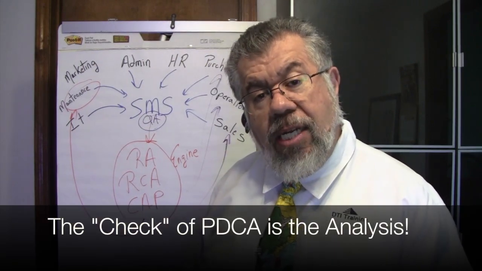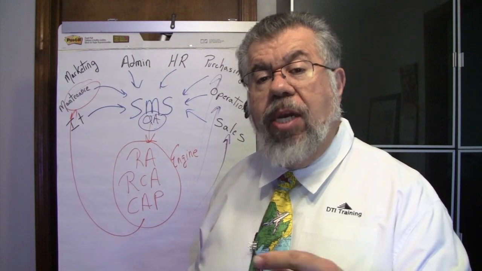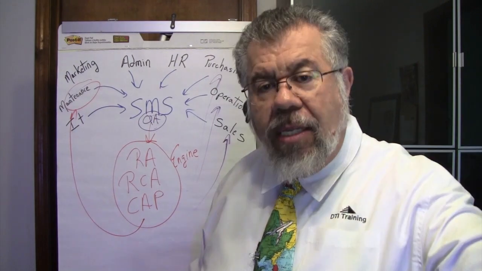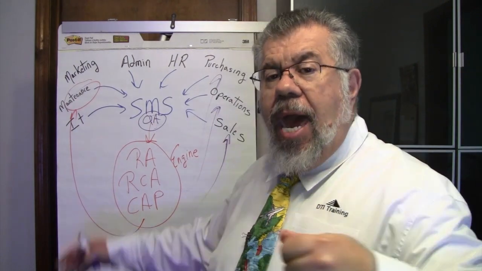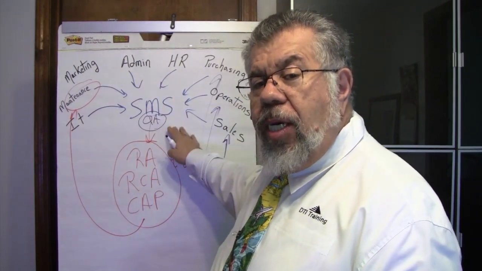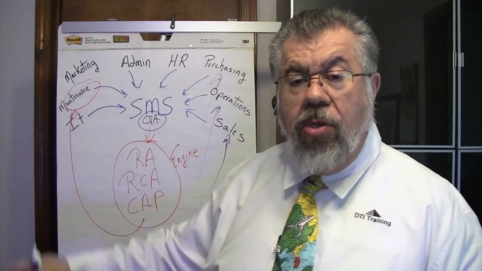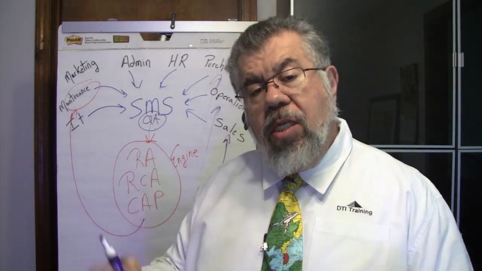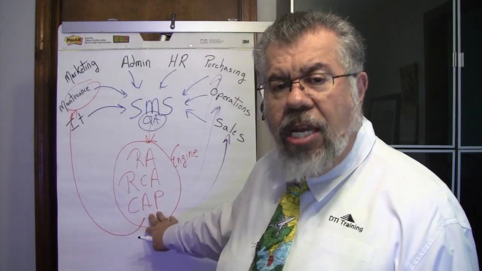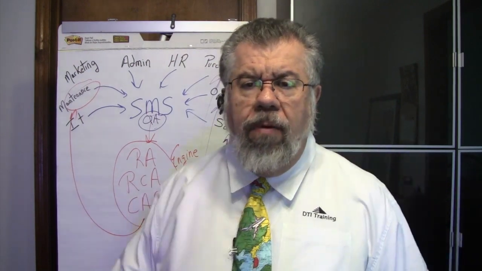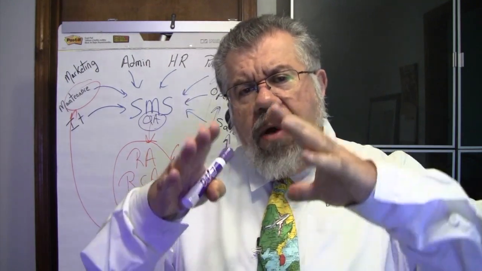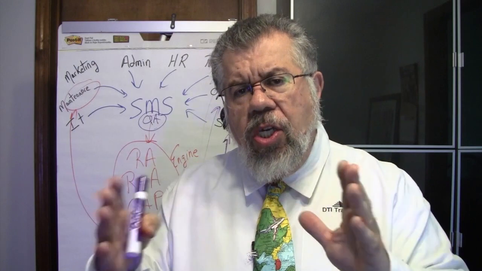The check is the analysis. Once we've done the analysis, we now have the data to create corrective action. And that goes back to the department to implement, and then we look at the planning again, we look at the department doing it again, and we analyze it again, and we continue to do that. And that way we will continuously improve. Without the analysis, there is no way to improve. And the SMS department provides that analysis. I hope this short video gives you just an idea of how SMS fits in to the organization.